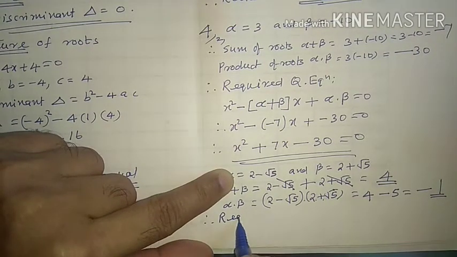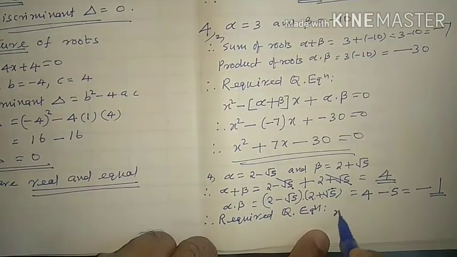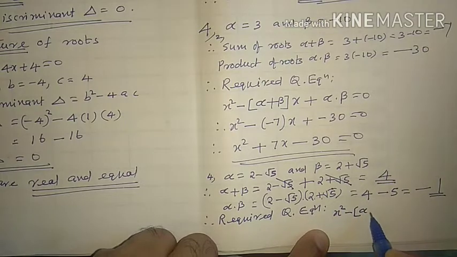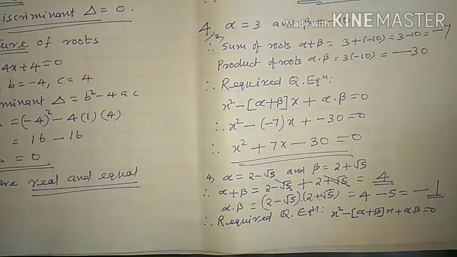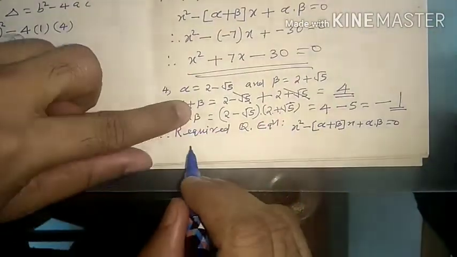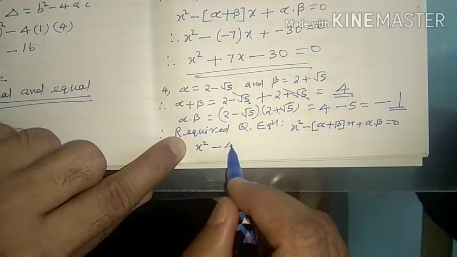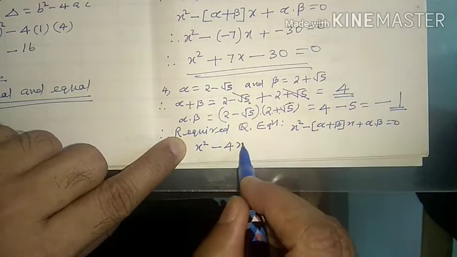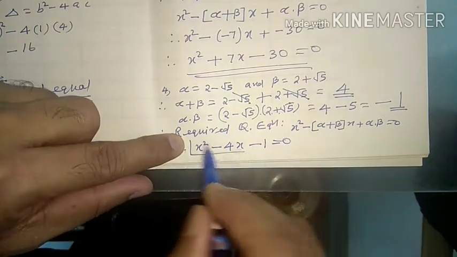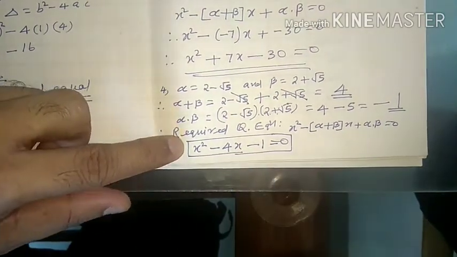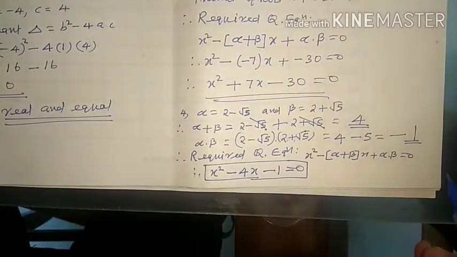Therefore, the required quadratic equation is x square minus sum of roots into x plus product of roots equal to 0. That is x square minus 4 into x, since sum of roots is 4, plus product of roots, which is minus 1, equal to 0. This is question number 4, main question number 4.